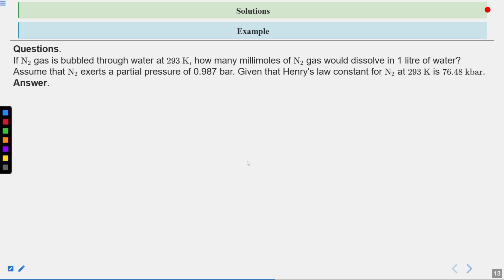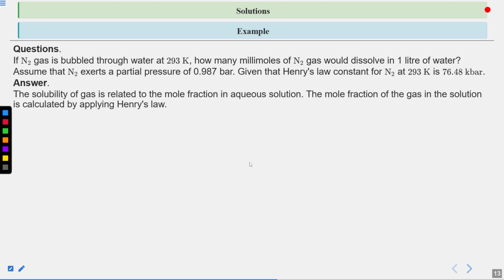So first of all, we know that the mole fraction of a given gas is related to the partial pressure as follows, which is according to Henry's law.